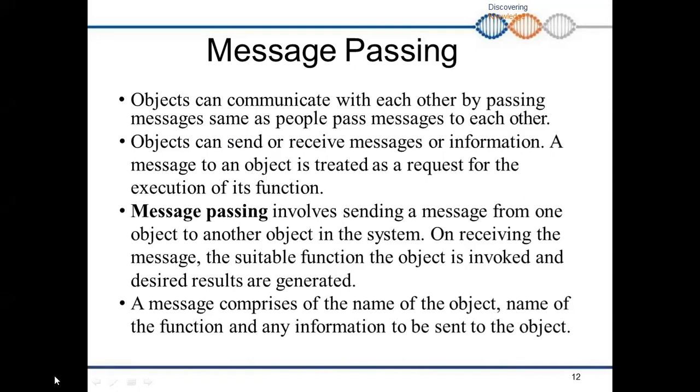A message to an object is treated as a request for execution of its function. When an object sends a message, it is treated as a request to execute a function. The object that receives a message implements that request, meaning it executes that function and returns the output of that function to the object.